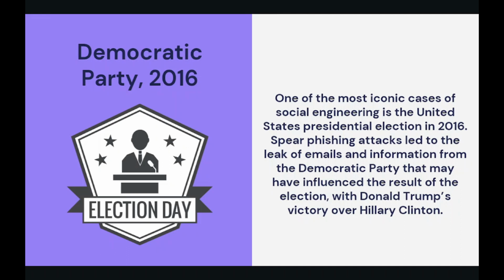This case highlights how social engineering attacks can have far-reaching and potentially disastrous consequences, even on a national level. It also emphasizes the need for strong cybersecurity measures to protect against such attacks, particularly in the context of high-profile events such as elections. The incident led to increased scrutiny of the role of social engineering in cyber attacks and highlighted the importance of cybersecurity awareness and training for both individuals and organizations.